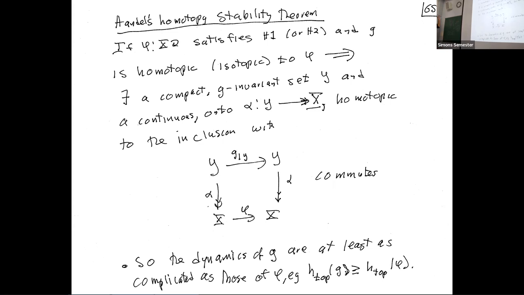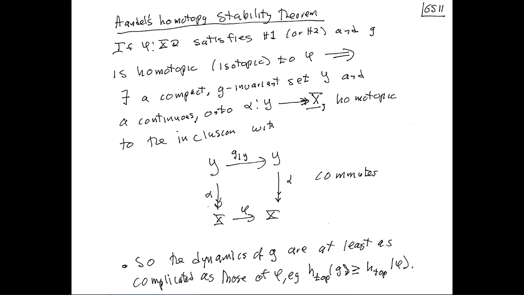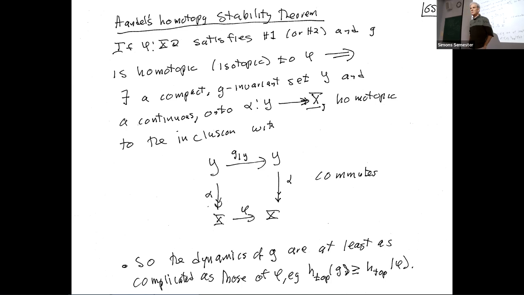Excuse me, may I ask a question? What is the main obstruction generally to extending alpha to a semiconjugacy? Yes, so the obstruction is basically, well, there's the geometric obstruction, which is a new Nielsen class.